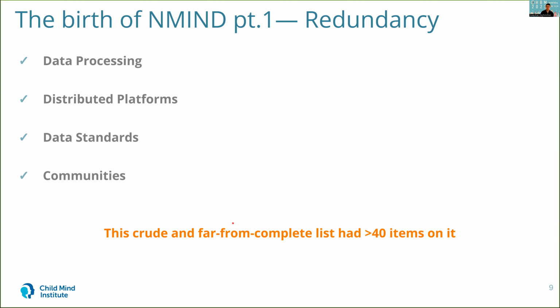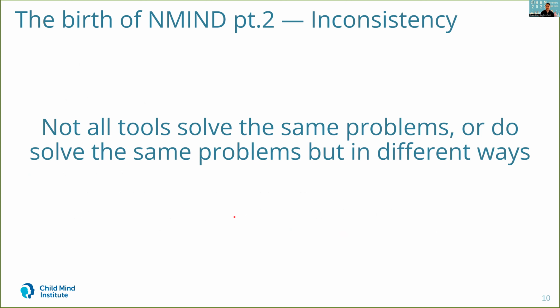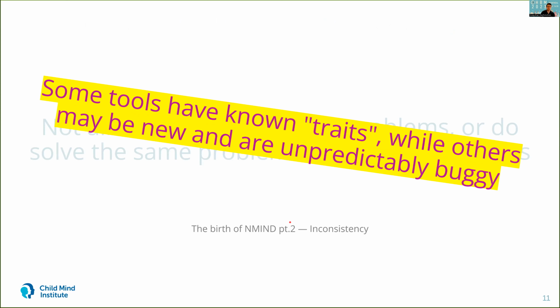And given that there's so much redundancy in this space, there are so many tools that are working on somewhat overlapping purviews, there's bound to be inconsistency as well, which is the second piece of what NMIND is trying to tackle. Of course, not all tools will solve the same problems, but some do solve the same problems, but do so in different ways. Also, we can extend this to communities, to platforms. I've used tools for the sake of consistency, but really this applies across the space.